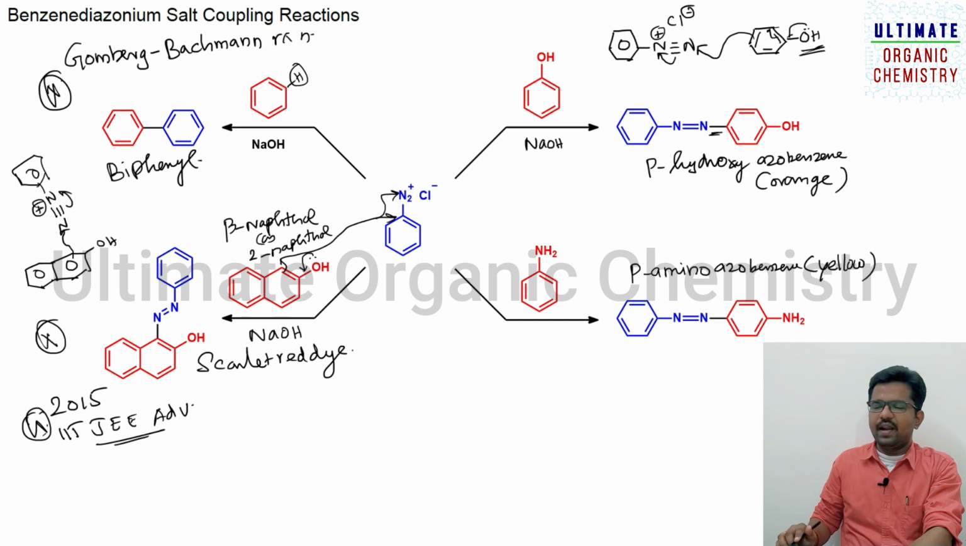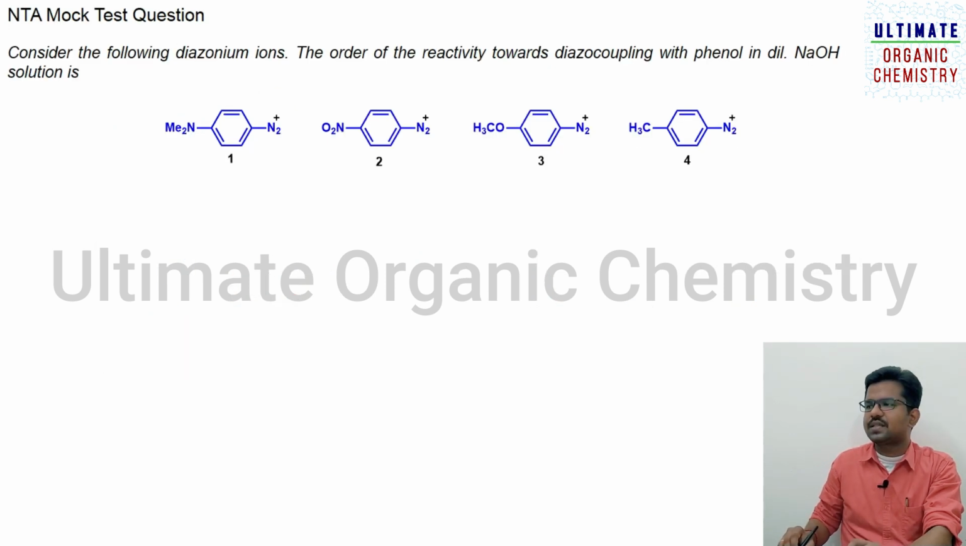Now let us go to the final topic, that is an NTA mock test question. They have given a question like this: consider the following diazonium ions, the order of reactivity towards diazo coupling with phenol in dilute NaOH solution. You are given 4 compounds and you need to find the reactivity order with phenol. This question was asked in a recent NTA NEET entrance exam mock test.